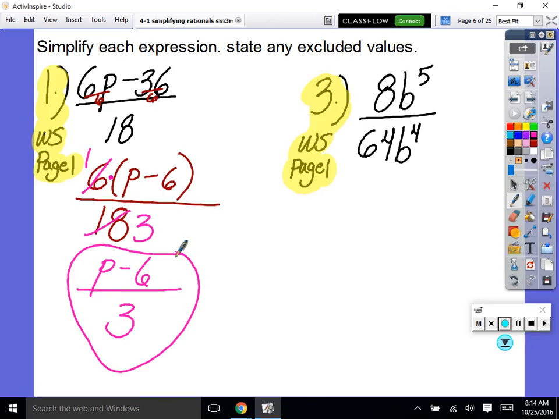Okay, let's do this one. It's all multiplication, sweet. So, oops, sorry. Didn't mean to put that. Well, I can't erase that. We'll erase it. So we have 8 times b to the 5th, 64 times b to the 4th. Times multiplication, you can divide out. But let's restrict the domain first. So our bottom cannot equal 0.